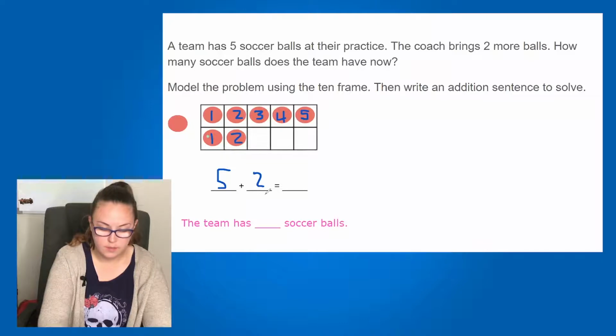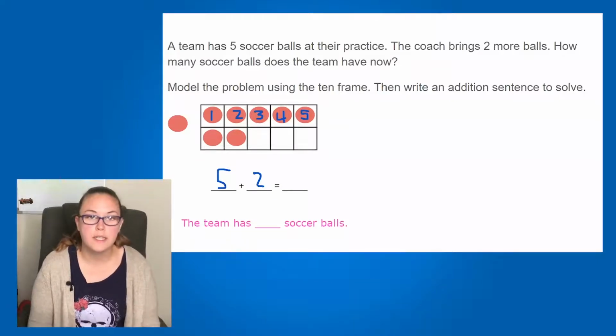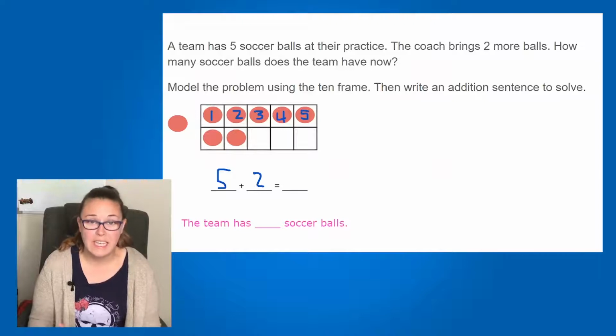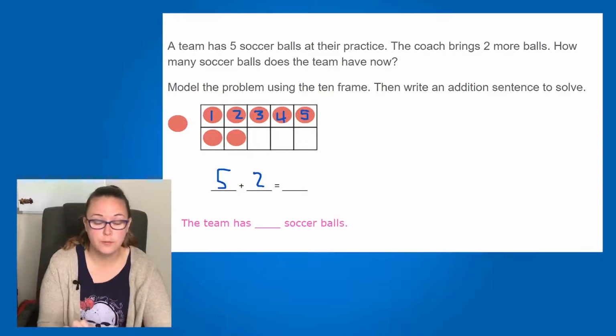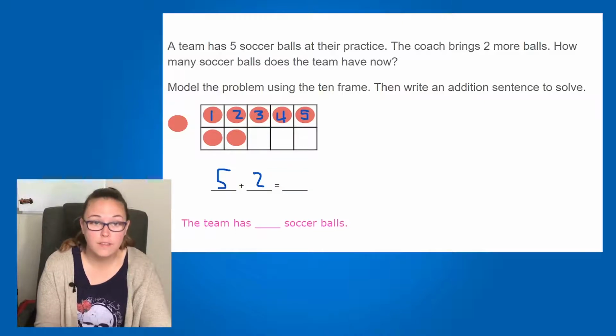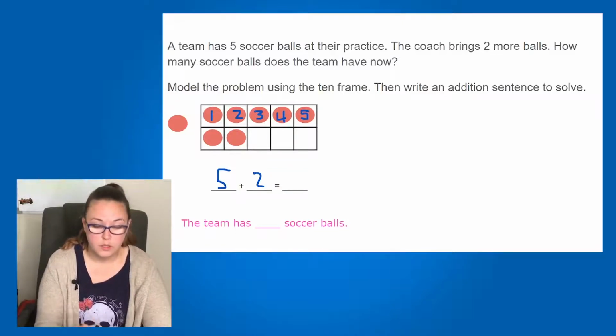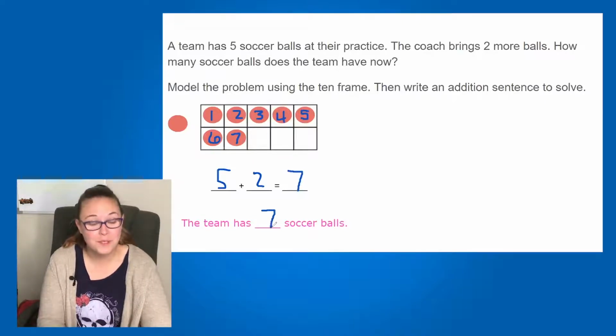Now I'm going to do some erasing. And I want you to think back to a strategy you know that can help you get to the answer. Do you remember how to count on a number? So we're going to start at 5 because we know that 5 counters fit in the first row of the table. And now we're going to count on 2 in order to get our answer. So using our counters, we have 5 in the first row. What comes after 5? That's right, 6 and 7. So what's 5 plus 2? That's right, 5 plus 2 equals 7. That means the team has 7 soccer balls. Great job. Are you ready for number 2?